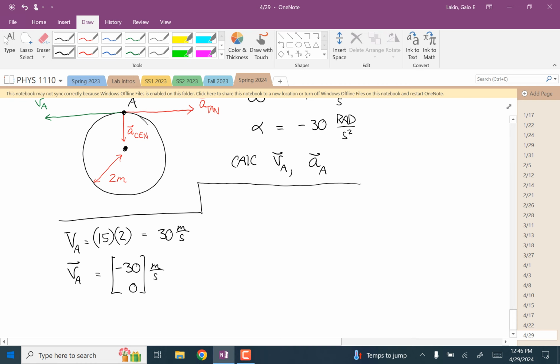For the acceleration, the centripetal acceleration magnitude is v squared over r, so that's 30 squared over 2. This is a huge acceleration of 450 meters per second squared. That is in the negative y direction, so the centripetal acceleration vector is 0, negative 450.